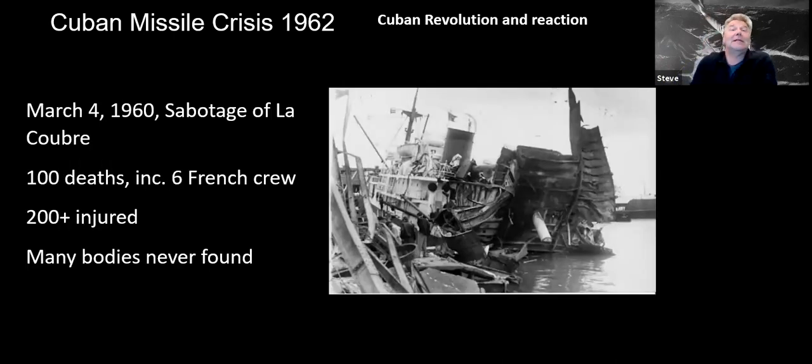Then in 1960, a Belgian ship with a French crew, which is taking military arms to Cuba, explodes in Havana Harbor. That's the sabotage of La Coubre. There are 100 deaths, including 6 of the French crew, and 200 plus injured, and many bodies are never found.